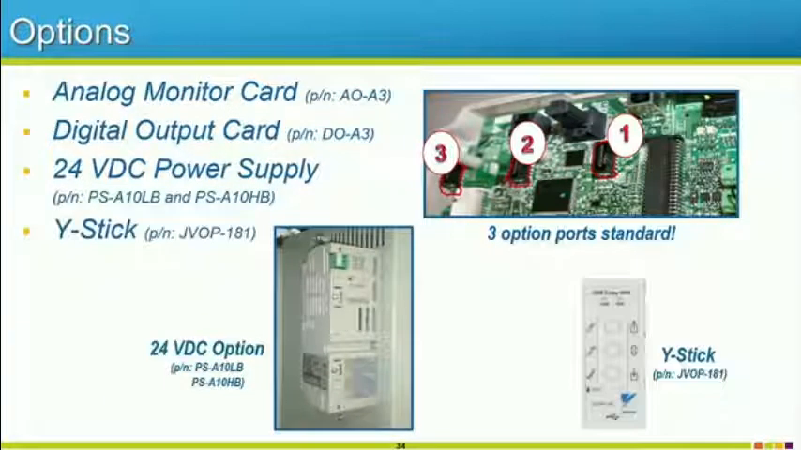The Y stick is Yaskawa's USB copy unit. This device can be used as a USB pass-through for connecting the drive to the PC through the DriveWizard software, or it can be used to read and copy the R1000's parameter set.